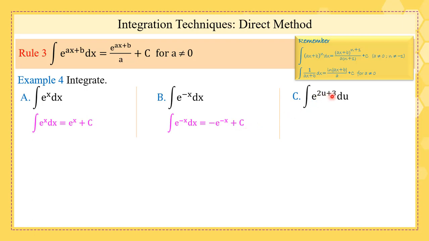Integral of e^(2u + 3) du. Here we have a equal 2, b equal 3. We get e^(2u + 3) over a, which is equal to 2. We remark that here the variable is u. We multiply this function by du inside the integral, but here the variable is x, so we multiply the function inside the integral by dx.